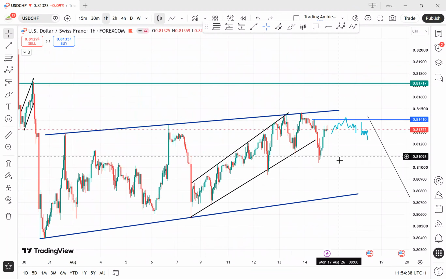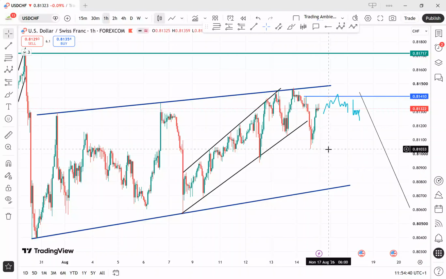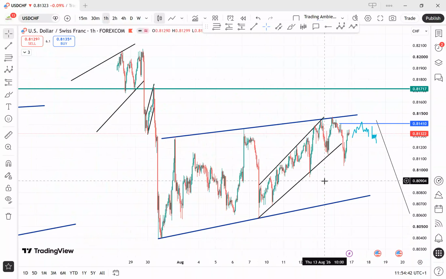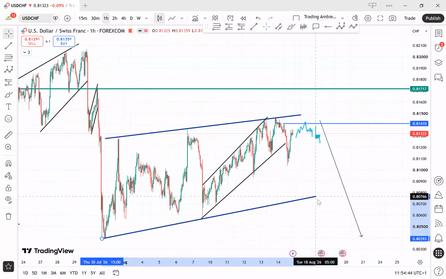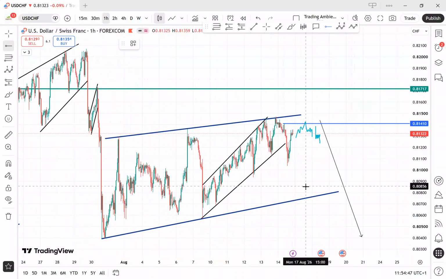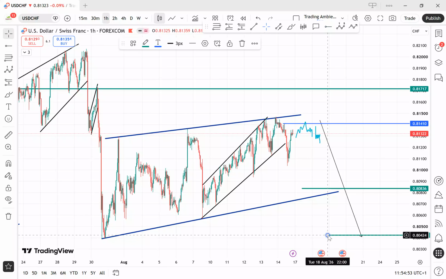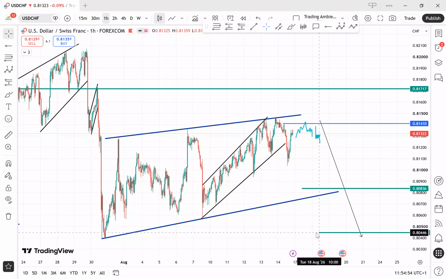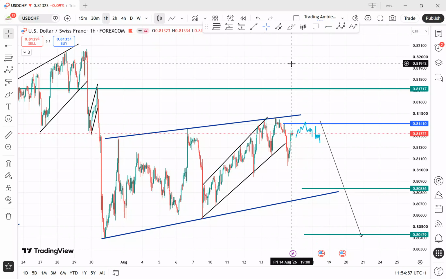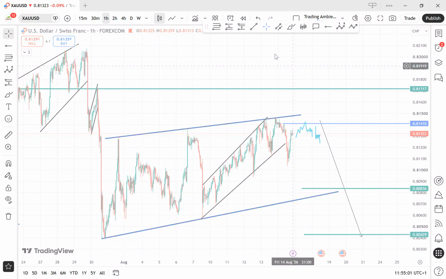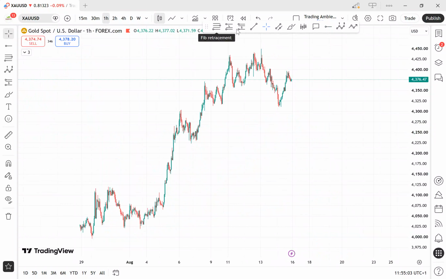If it plays out like this as we are forecasting it, then we'll be targeting the bounce of this higher time frame structure as our T1. Then we'll be looking to see if the price will push further to the base of this high time frame structure as our T2. The last on the list, we have XAU USD.